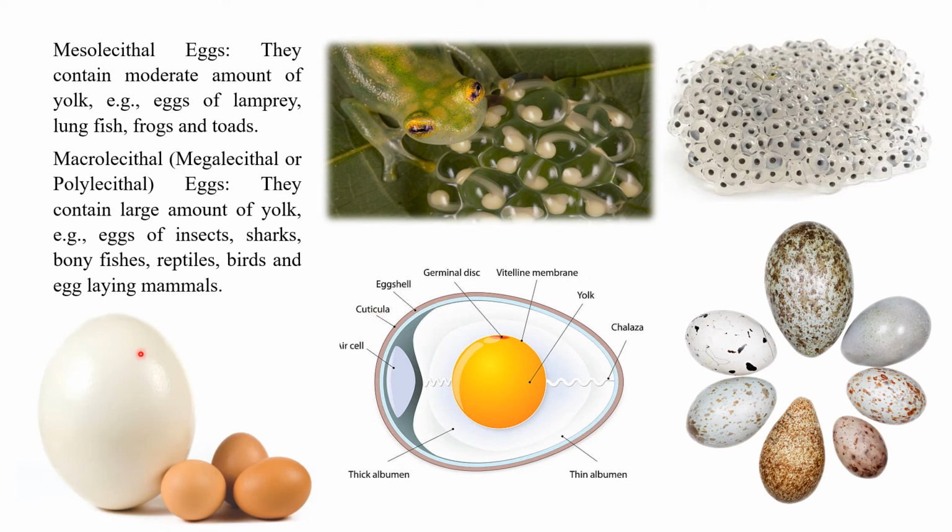And this is the photograph of the largest egg in the animal kingdom right now, the ostrich egg. And this is the comparison between the egg of an ostrich and the egg of the normal domestic hen.